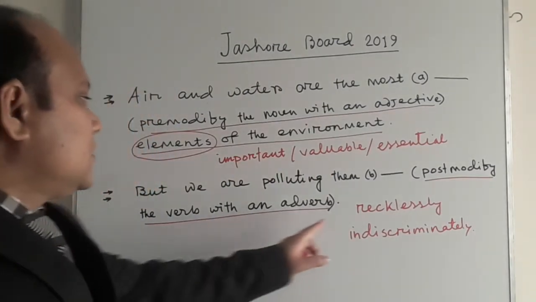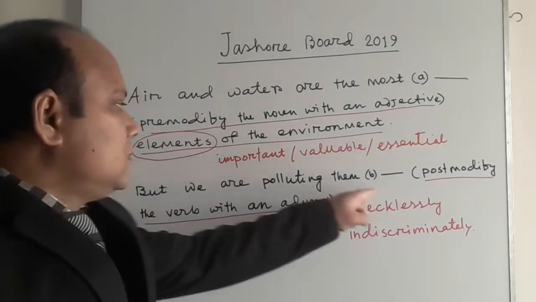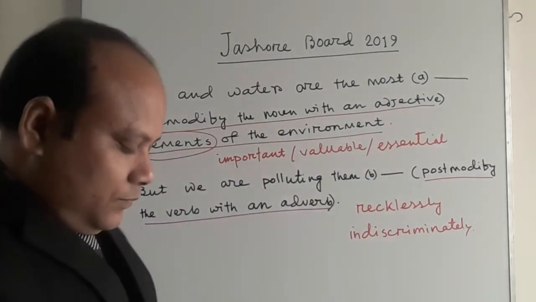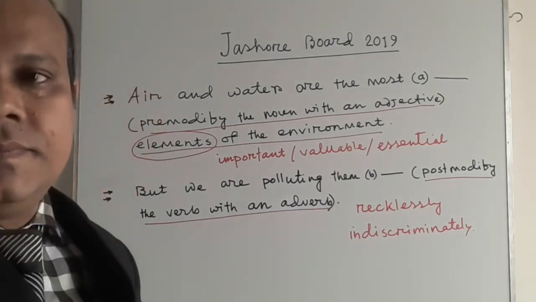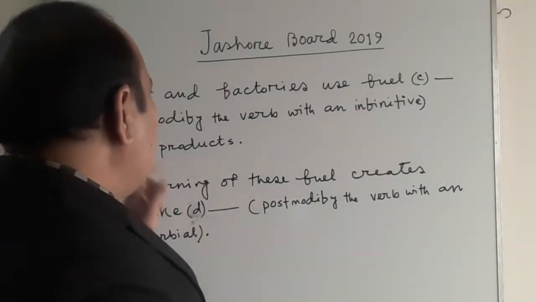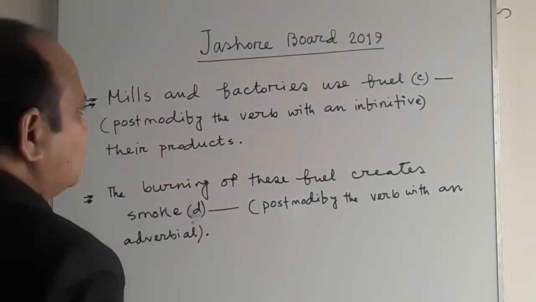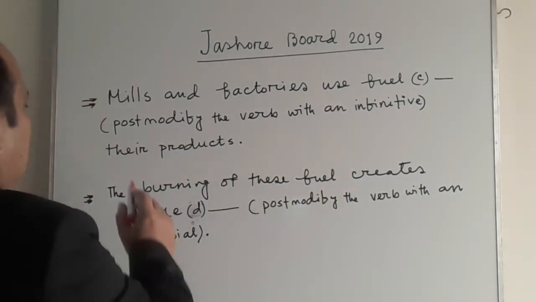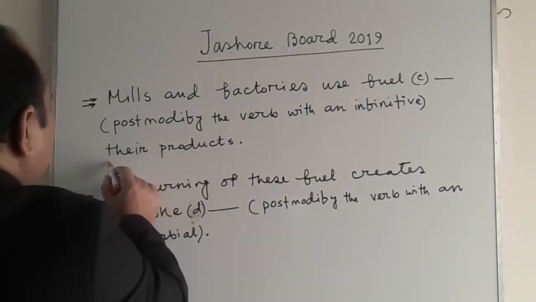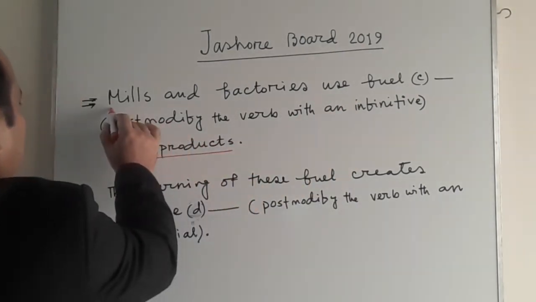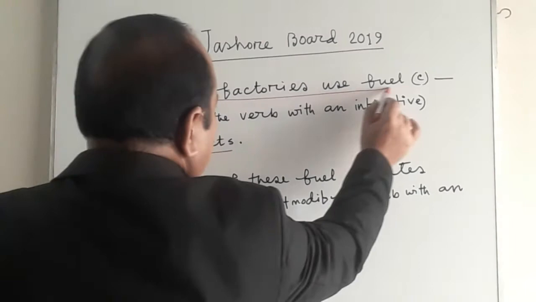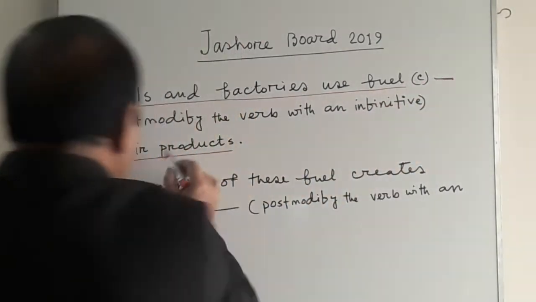So this would be the possible answer of gap B. Now, my dear students, look at this. Mills and factories also use fuel dash their product. Look at the sentence again. Mills and factories use fuel dash their product.